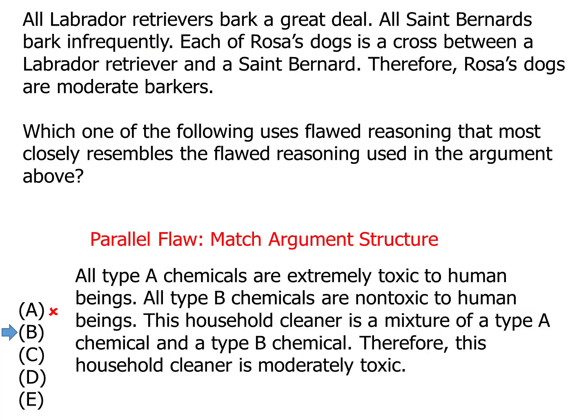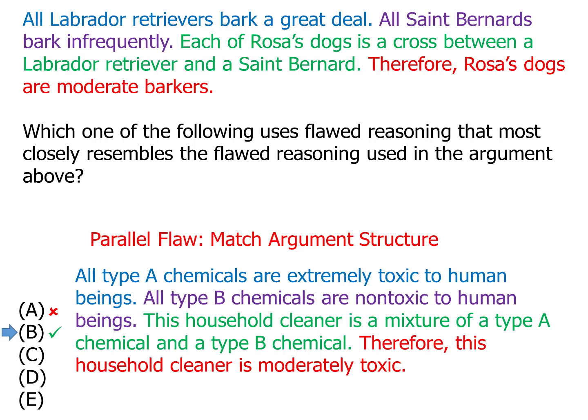Go to B. So it starts with 2 all statements. All type A chemicals are extremely toxic to humans. All type B are non-toxic to humans. This particular household cleaner is a mixture of type A and type B. Therefore, it is moderately toxic. Now, this is what we're looking for. It has parts that correspond to each of the parts from the original argument. Same type of evidence, same type of conclusion, uses the evidence in the same way, same flaw. This is our answer.